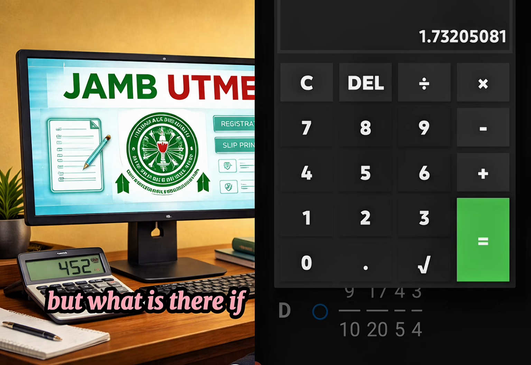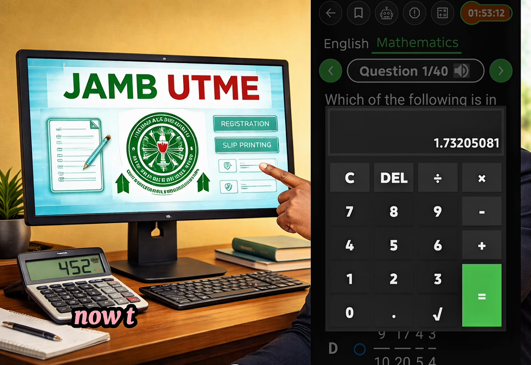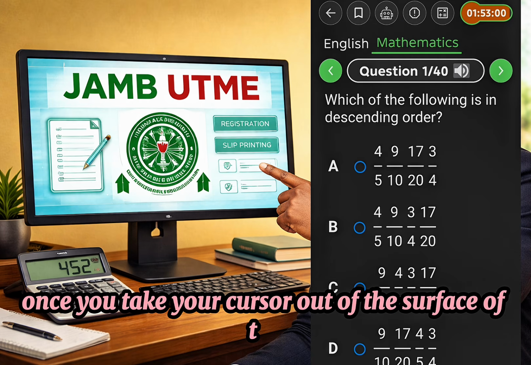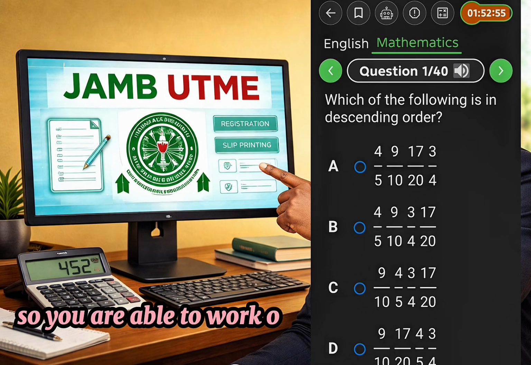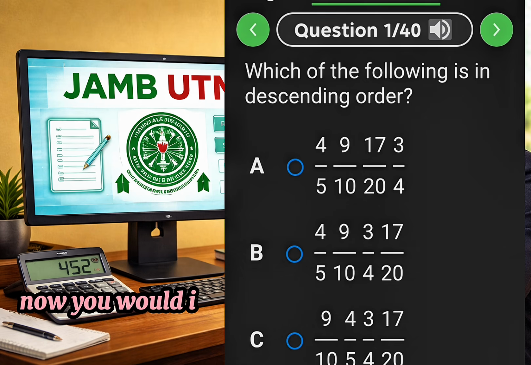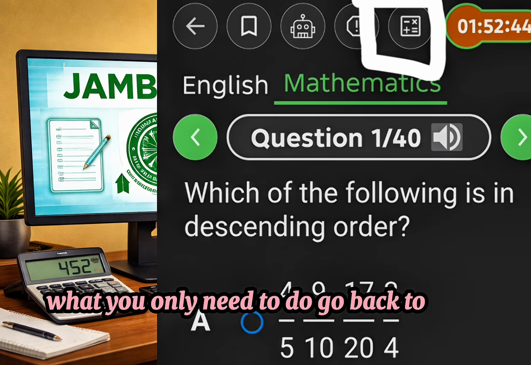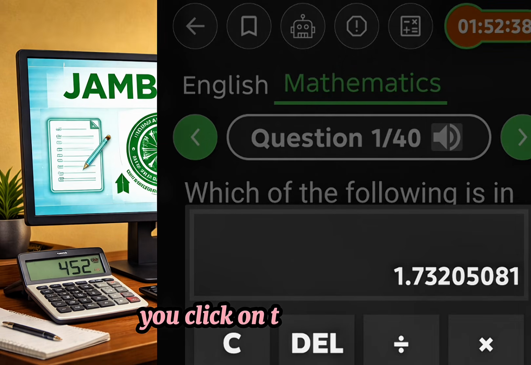But what is there? If you are done with the calculator, now you must know how to navigate. So now there is nowhere to clear this one. So what you do is just take your cursor out of this. So once you take your cursor out of the surface, the calculator is gone. So you are able to work on what you need to do. Now, which of the following is in descending order? Now, if you need a calculator to do this, if you need a calculator to do that, all you need to do is go back to your calculator, which is the one very close to the time range. So you click on this.